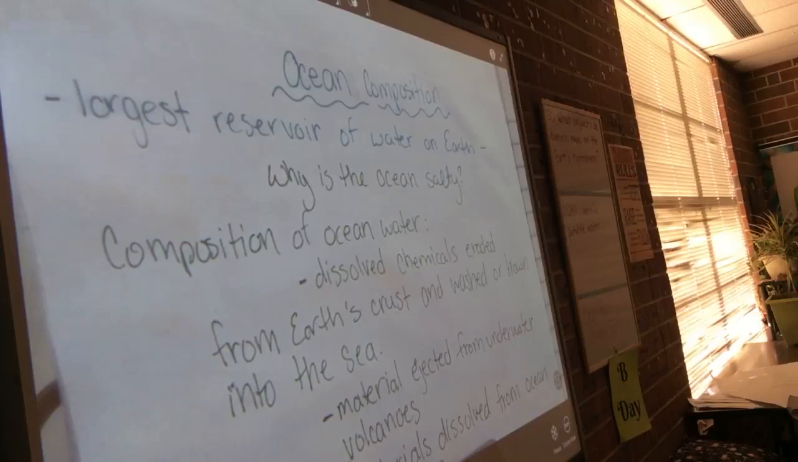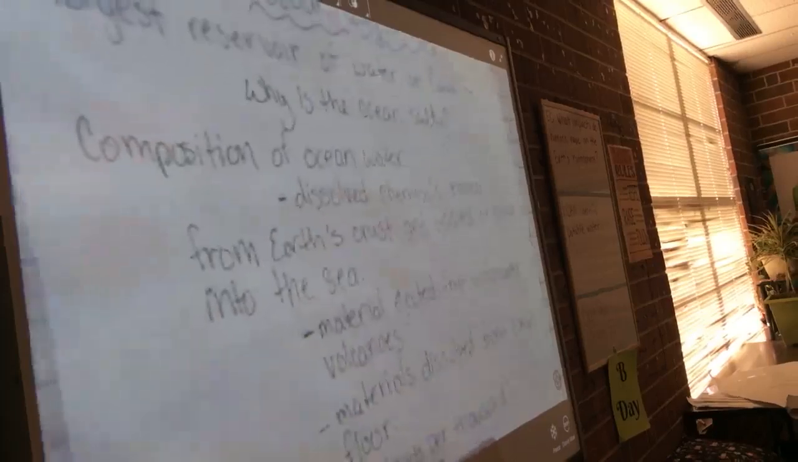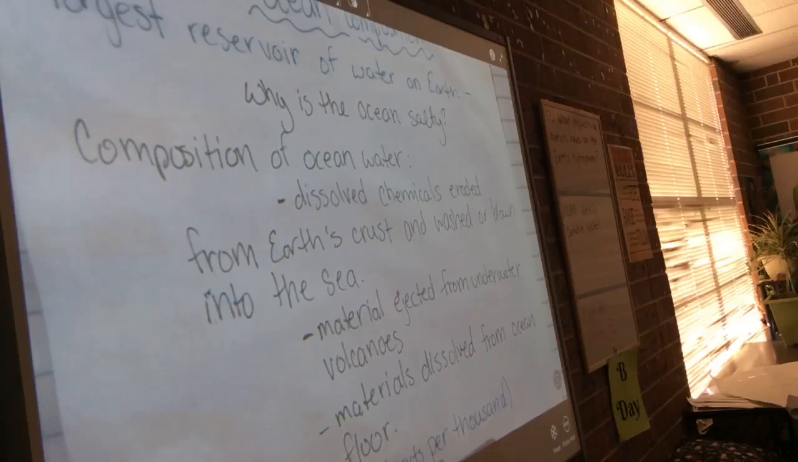So, in ocean water, we have dissolved chemicals that are eroded, or they come from the Earth's surface, so they're washed into the ocean, or they can be blown into the sea by wind, because anybody that's been to the beach knows how windy it can be.